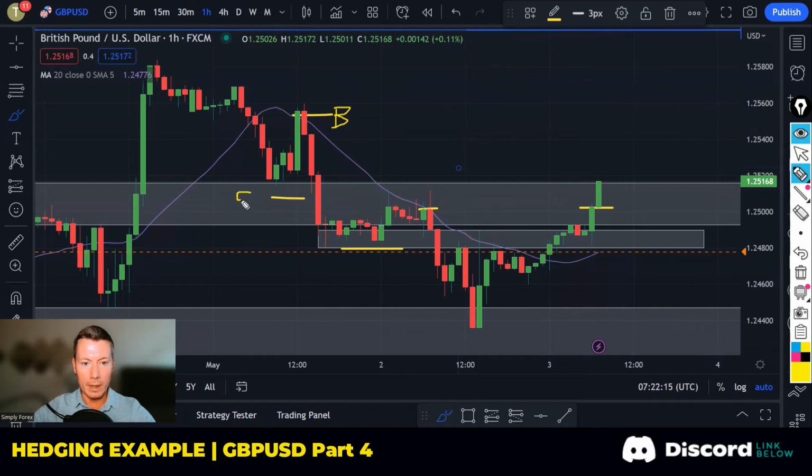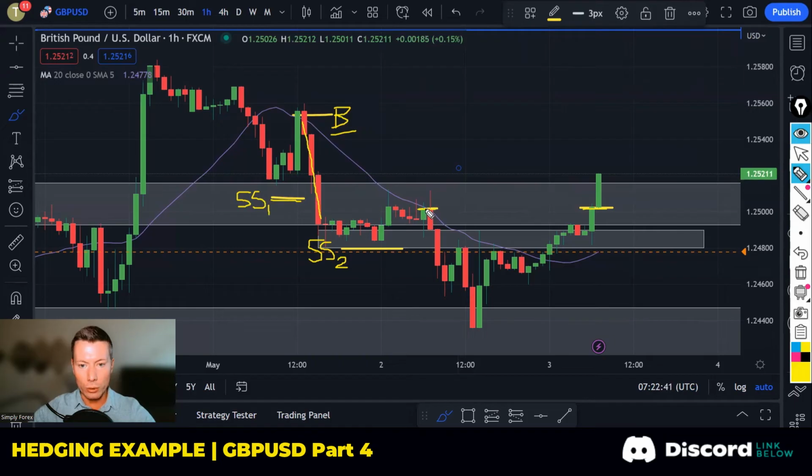Okay, this was my first sell stop 1. This was my sell stop 2. And this was where I exited the sell stops. So this was my entry. I bought here, price came down, took out this sell stop.